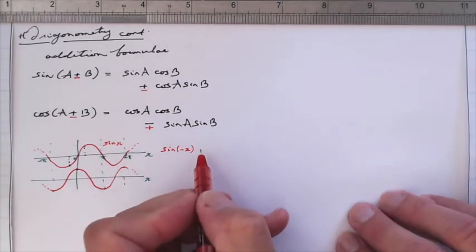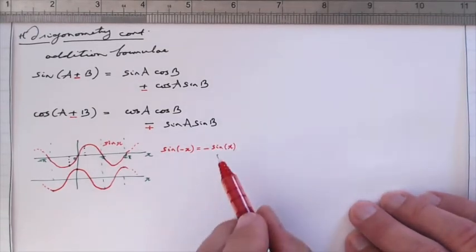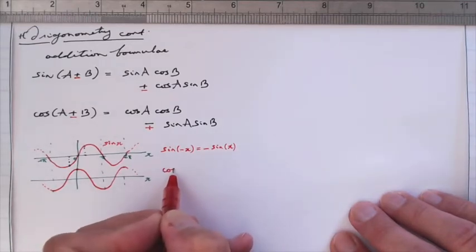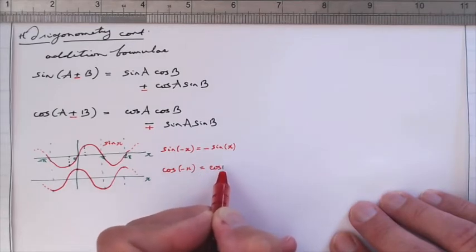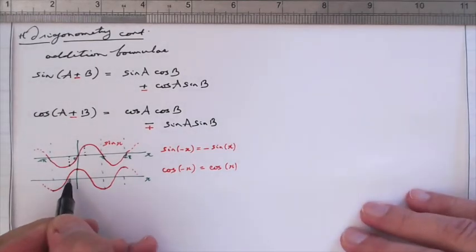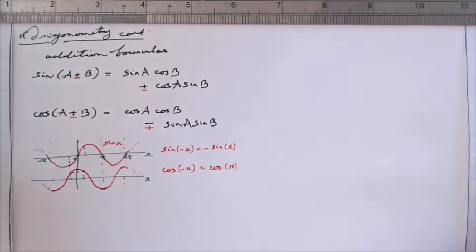In other words, sine of negative x is negative sine of x, and that's an odd function, whereas cosine is symmetric about the origin, and therefore is an even function. The cosine of a negative angle is equal to the cosine of the equivalent positive angle. So here's that negative angle, there's the cosine, and if I take the equivalent positive angle on the other side of the origin, you see the cosine has the same value. So cosine is an even function, sine is an odd function.